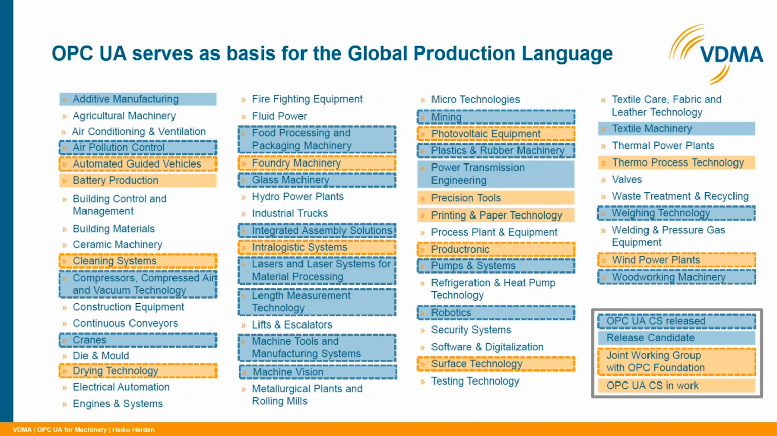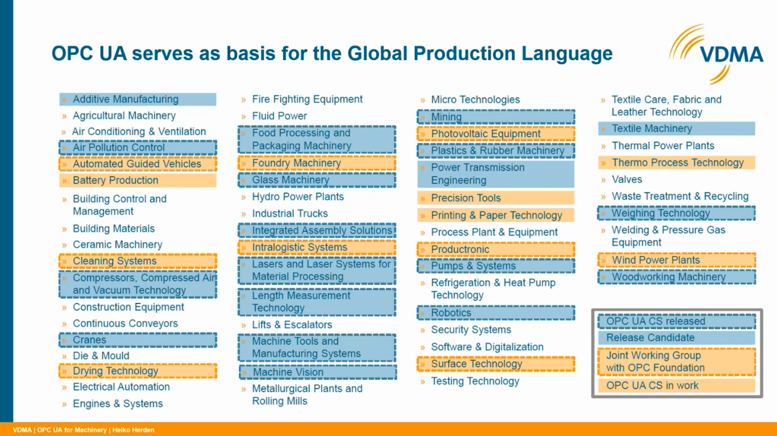I won't go through all the domains, but it's more than 25 sectors. And in some, we have over 100 companion specifications that have already been released. And as you can see, there's a lot more coming up. And also the fields that are marked in blue don't necessarily mean that they are done. Maybe they are working on a second part or on another machine type within that domain. So there's really a lot of work going on in this field of the definition of OPC UA companion specifications.